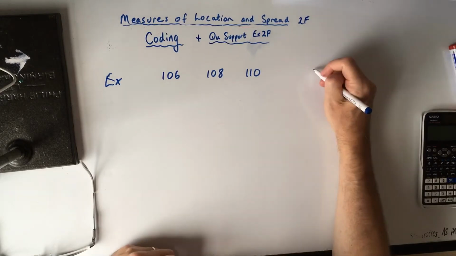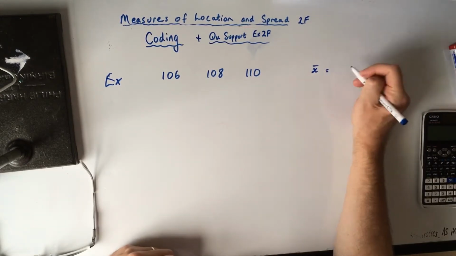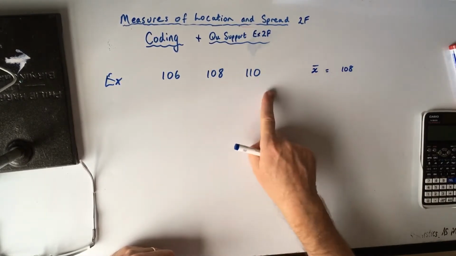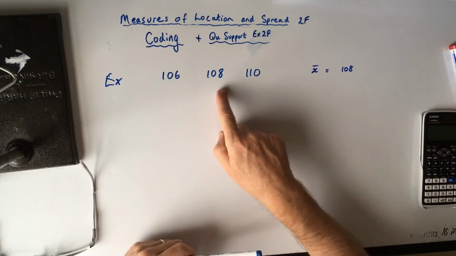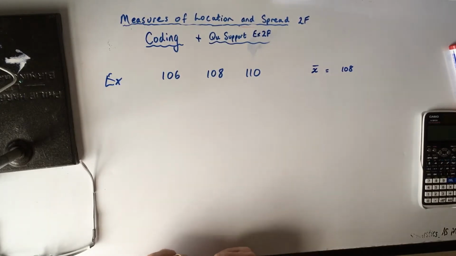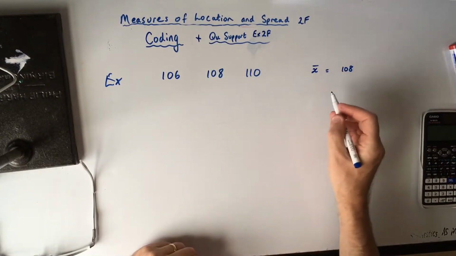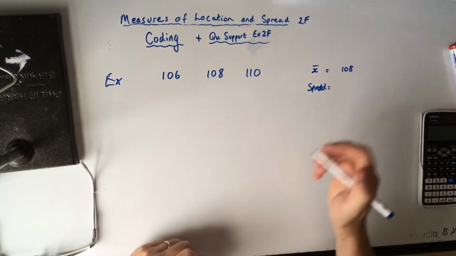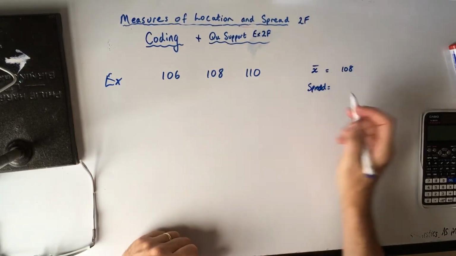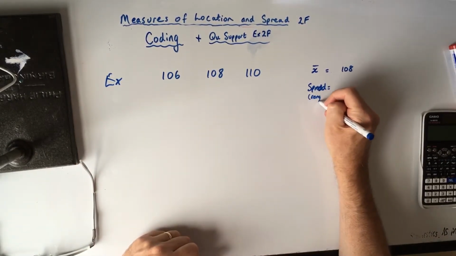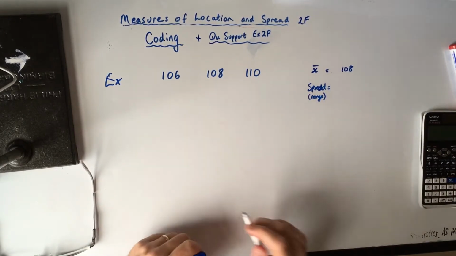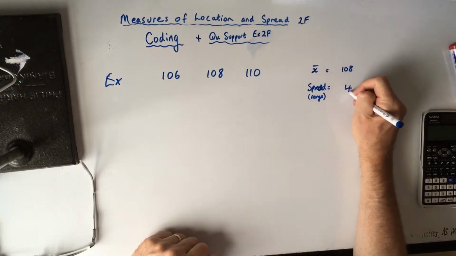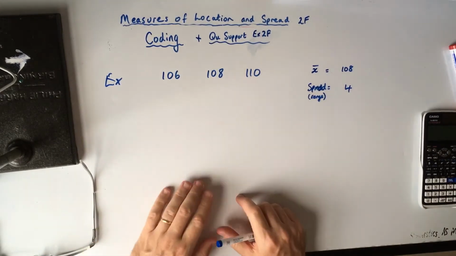You can see here that the mean of those is 108. Add them all together and divide by how many there are, and it would be 108 because they're symmetrical either side of that. It would be the median as well. I'm not going to work out the standard deviation, so I'm just going to do another measure of spread, how spread out they are, and I'll do the range for this example. They're spread out by 4, aren't they? From 106 to 110, so the range is 4.